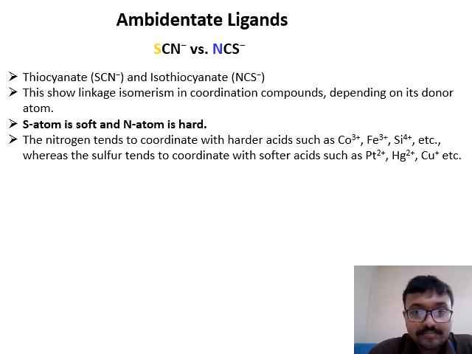Then ambidentate ligands. Ambidentate ligands like thiocyanate and isothiocyanate have two donor sites. One is nitrogen, another is sulfur. The nitrogen donor site is a hard donor site, and the sulfur donor site is a soft donor site. So whenever we have a metal like cobalt 3 plus or iron 3 plus, nitrogen tends to coordinate because they are hard metals. If the metal is platinum 2 plus, mercury 2 plus, or copper 2 plus, then they are soft metals, and sulfur tends to coordinate. So for an ambidentate ligand, which site will coordinate the metal ion, we can explain by the hard soft acid base principle.